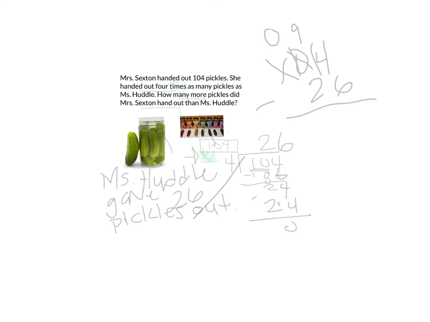14 minus 6 is 8. 9 minus 2 is 7. Oh my goodness. 78 more pickles. So Miss Huddle gave 26 pickles out. Mrs. Sexton handed 78 more pickles.